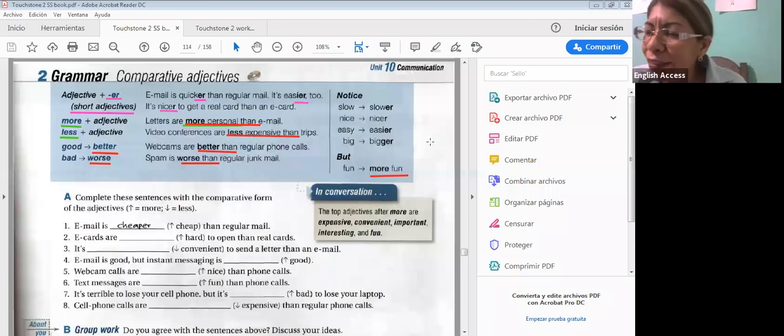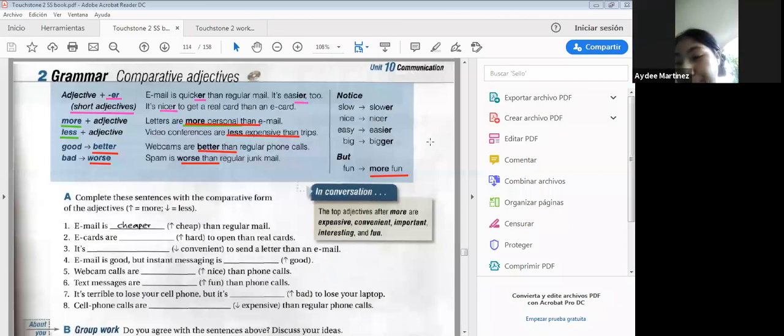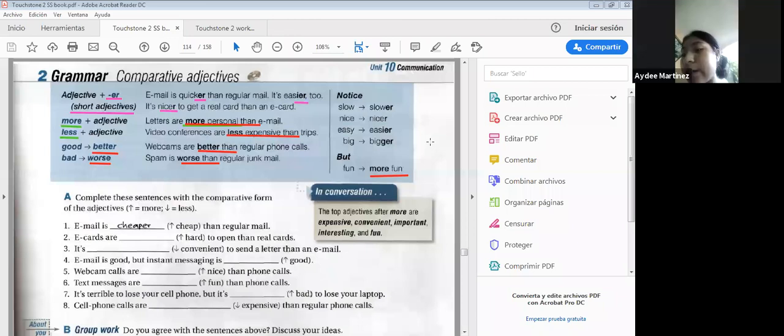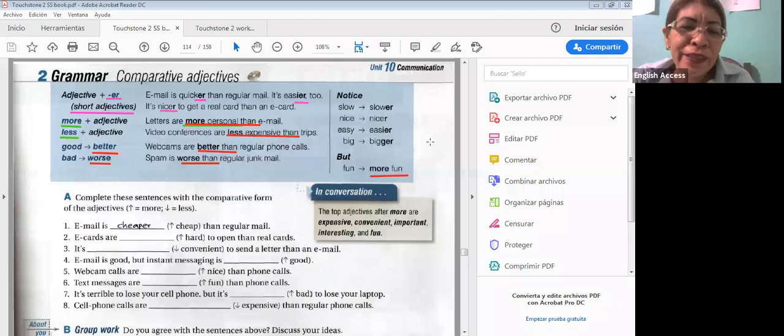Are you ready? Yes, excellent. Okay, so let's see number 2. Aide. Voy. A ver. E-cards are harder to open than real cards. Thank you. Number 3, Julio.